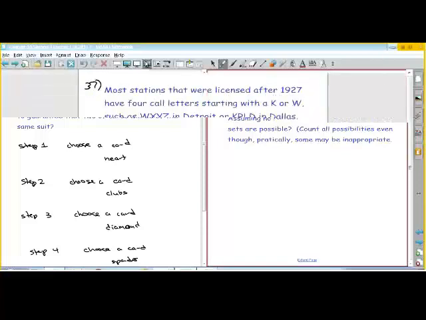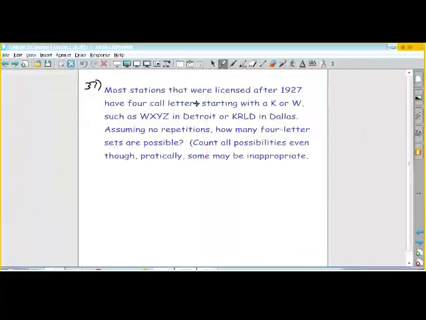Okay, here's another one. Number 37 in the book. Most stations that were licensed after 1927 have 4 call letters starting with a K or W, such as WXYZ in Detroit or KRLD in Dallas. Assuming no repetitions, how many 4-letter sets are possible? Count all possibilities, even though practically some may be inappropriate. I'm trying to think of the bad 4-letter words that start with the W. Anyway.